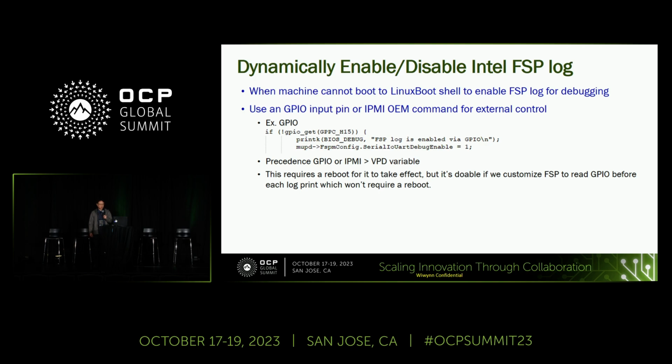So for a situation like this, we can use a GPIO pin or an IPMI OEM command to enable FSP Log at an earlier stage. So from the example below, coreboot can read a GPIO pin to decide, hey, it's time to enable FSP Log at an earlier stage for FSP debugging.